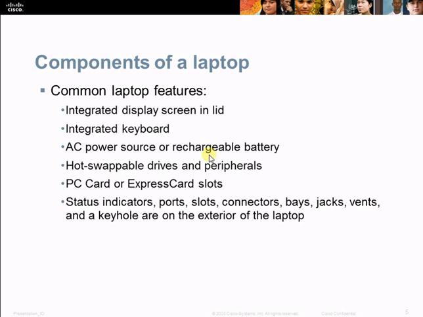Usually has PC card or ExpressCard slots. With the advent of USB, not so much anymore. Most things for a laptop can be upgraded via USB. And we have status indicators, ports, slots, connector bays, jacks, vents, and a keyhole, all an exterior part of the laptop. Usually there'll be a docking station also.